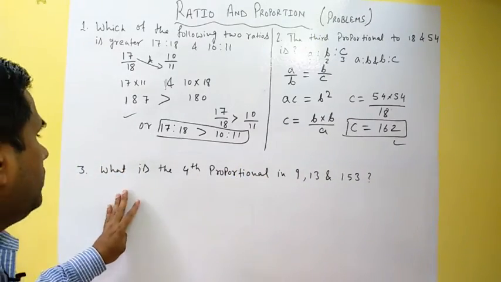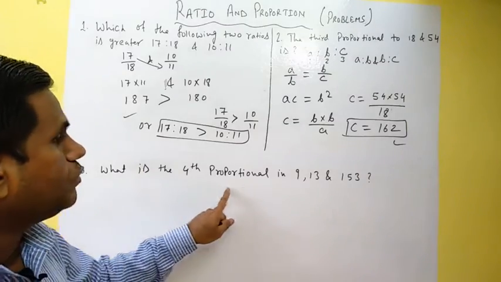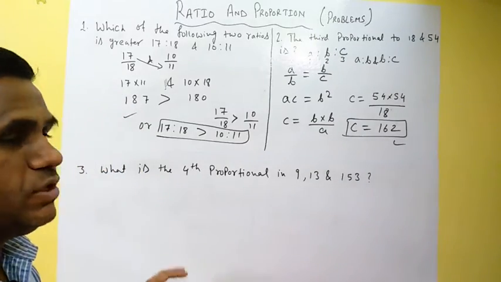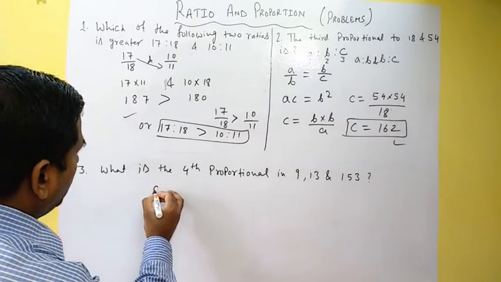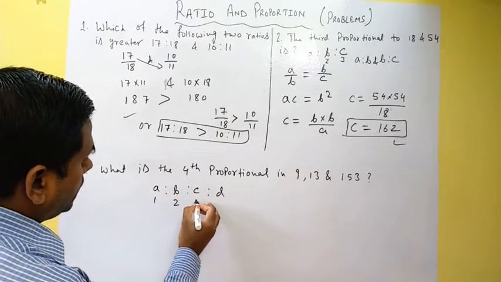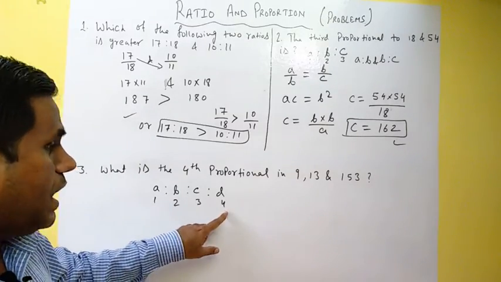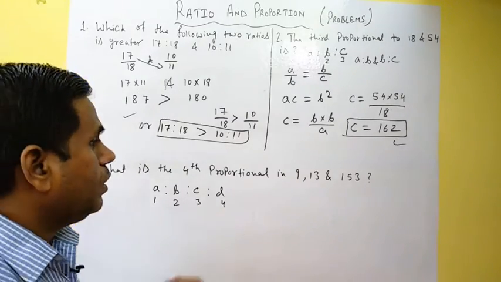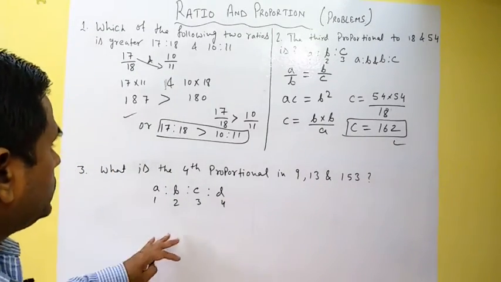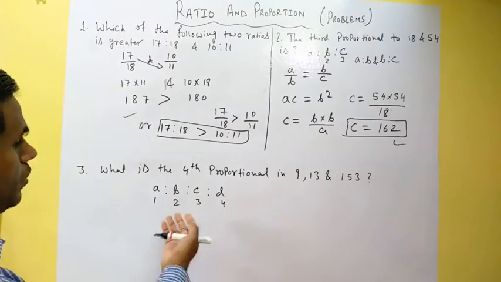Now we have the third problem, which is a little different. It says: what is the fourth proportional in 9, 13 and 153? We have to find the fourth proportional here. So A is to B is to C is to D. This is first, second, third and fourth: first proportional, second proportional, third proportional and fourth proportional. First, second, third are given and we have to find the fourth proportional. So the same concept we will be using, friends. We can do the cross multiplication.